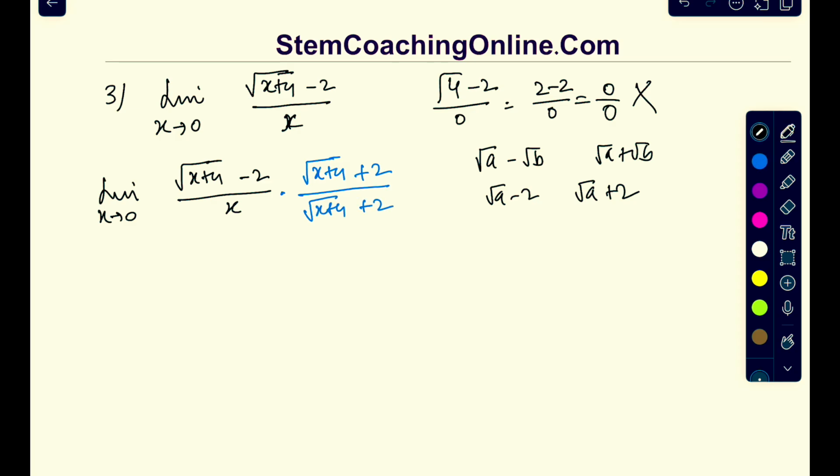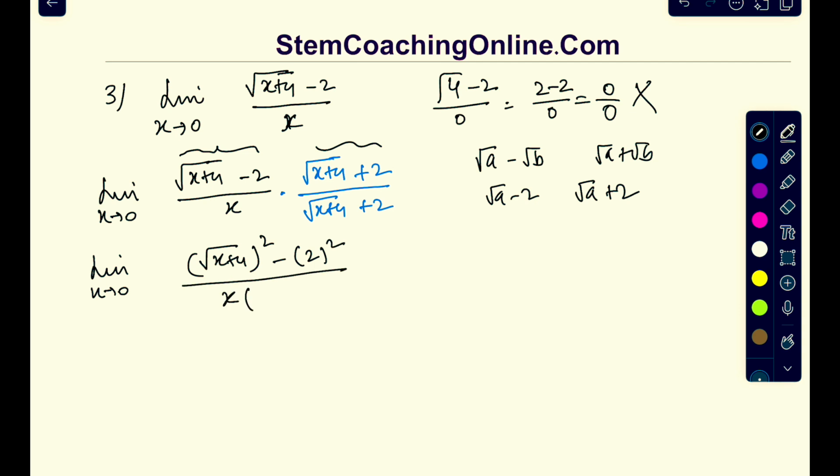Okay, now this is a minus b, this is a minus b, this is a plus b, so this is a squared minus b squared: square root of x plus 4 squared minus 2 squared, and the bottom stays as is. Which will give us x plus 4 minus 4, right, over x times square root of x plus 4 plus 2.